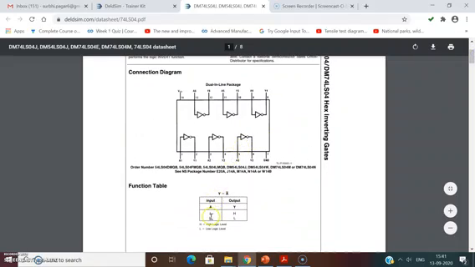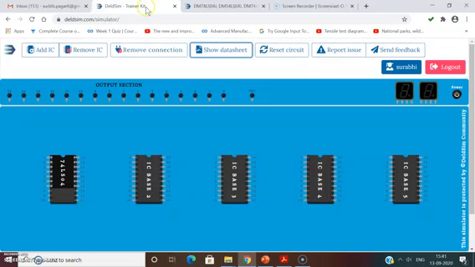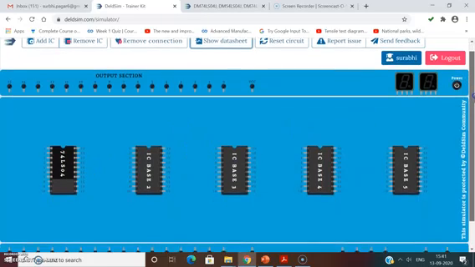See, if input is low, output will be high. If input is high, output will be low. Okay, so first pin is input, second is output, third is input, fourth is output, fifth is input, sixth is output, 7 should be to ground, 14 should be to VCC. So let us start now the NOT gate. So I have placed the IC. Now we will make the connections.